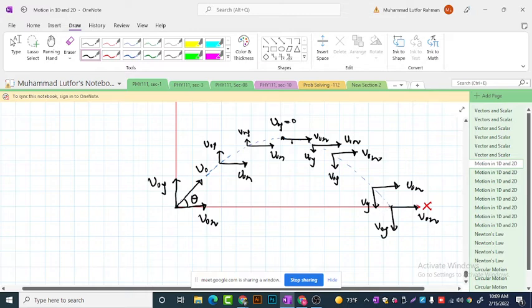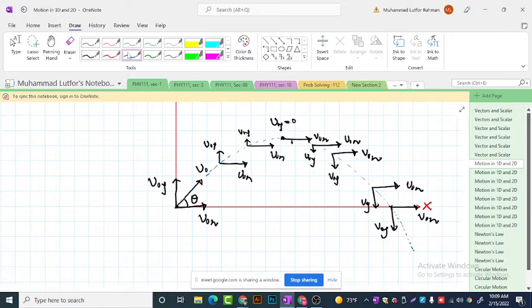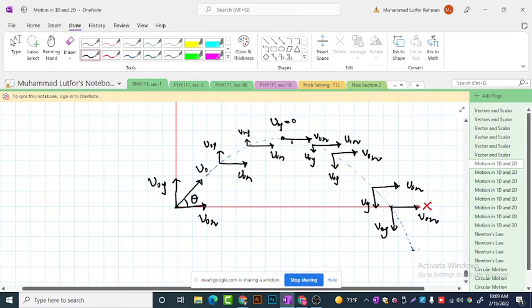Alright. Now what will happen, say, if I increase that one? What will that velocity be? Will it be the same over here, or will it increase, or will it decrease? What do you think?